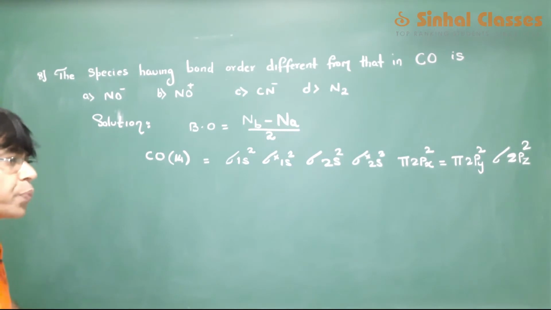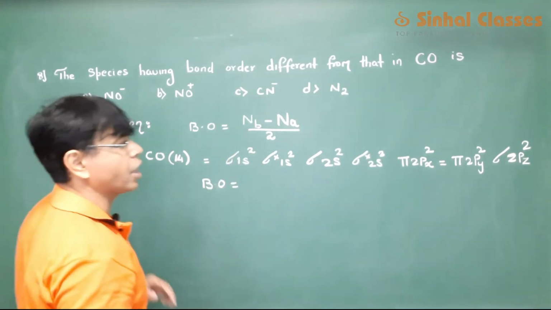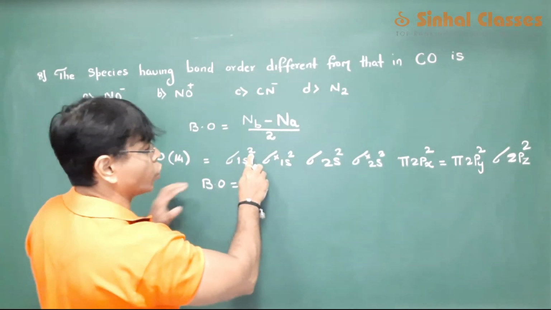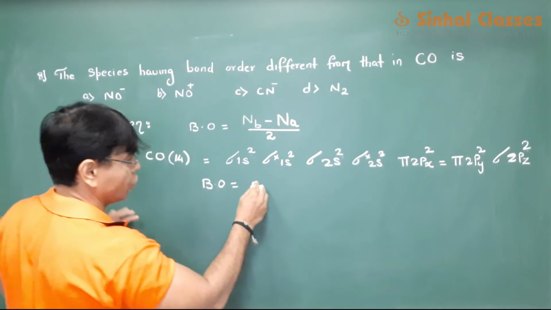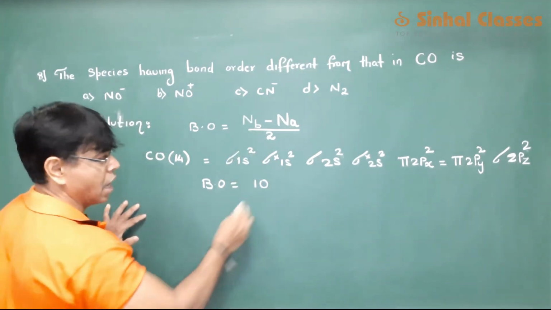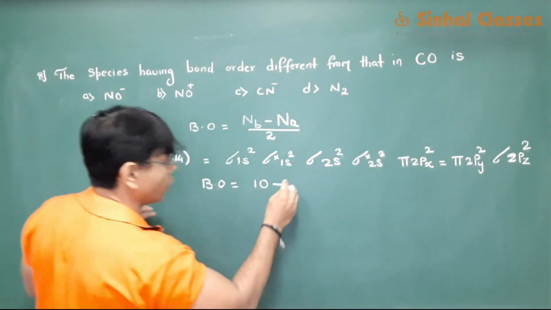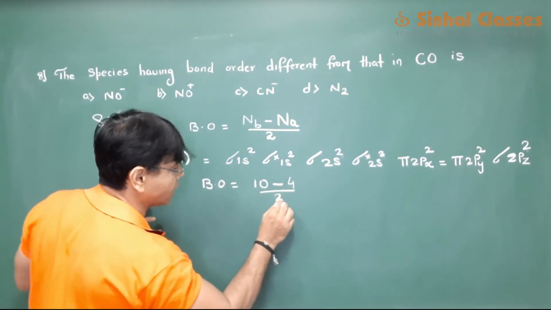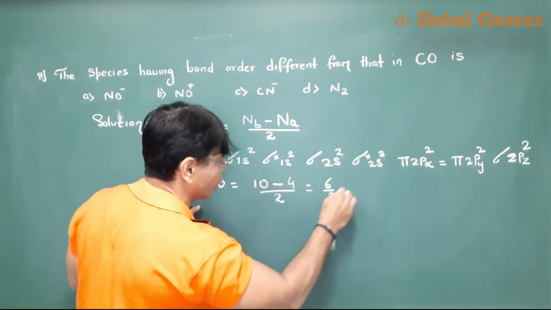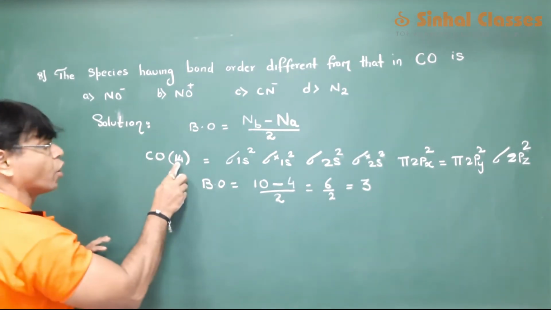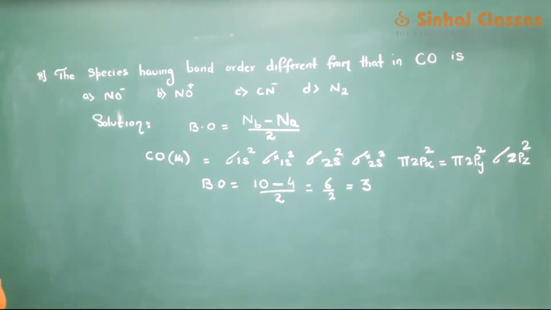Now the bond order will be: first take out the bonding electrons, 2 plus 2, 4, 5, 6, 7, 8, 9, 10. So the total number of bonding electrons is 10 and anti-bonding is 2 plus 2, 4. Only 4. So divided by 2. 10 minus 4 is 6, divided by 2. So the bond order for CO, which has total 14 electrons, is 3. Now let us take the first one.